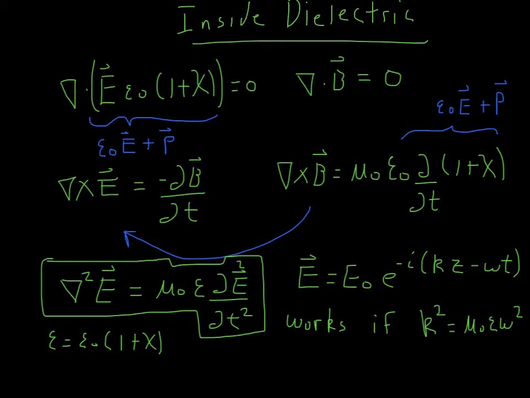So 2 space, 2 times, so we should have a solution that looks like traveling waves. This is the simplest part. This is a cosine. These amplitudes can actually be all kinds of different things. This amplitude here can be a function of space and time as well. But it always has to have this e to the minus kz minus omega t part.